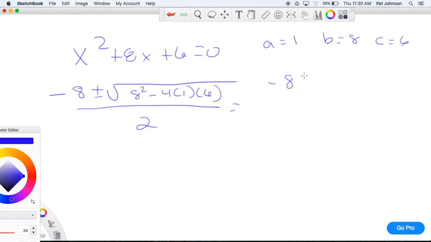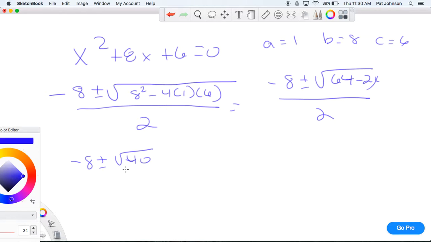And I'm going to get negative 8 plus or minus the square root of 64 minus 24, over 2. Negative 8 plus or minus the square root of 40, all over 2. And then we can simply simplify that. Oh, this is 16, excuse me. This is 16, and 16 times 4 is 64. So I actually get 0 inside of here.